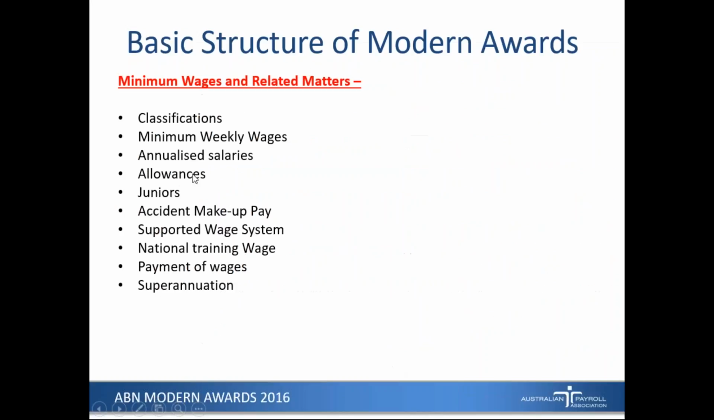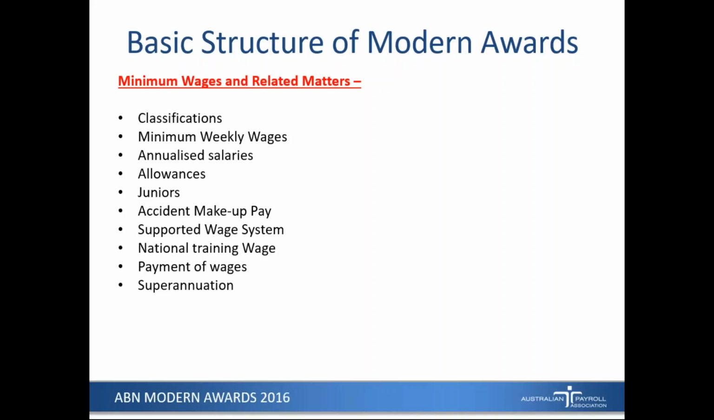All right. My point with that one was the annualised salaries, and I did go to the questions box, so I strayed a little bit. But we keep going on with the minimum wages and related matters. Once again, when we have a look at allowances, I had a question posed to me: is a first aid allowance a percentage of the employee's pay, or is it a standard amount? The answer is both, really.